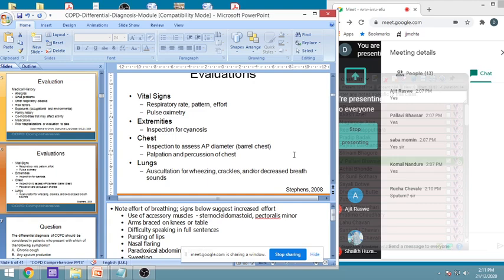Check extremities for cyanosis, blueness in color, if there is a decrease in the oxygen or blood supply to that area. Go for chest inspection, check for barrel chest, that is what the diameter of the chest is. Check the palpation and percussion of the chest. These are other things that have to be done. Check the lungs, auscultation for wheezing sounds, crackles and decreased breath sounds. So these are all the sounds that should be checked.